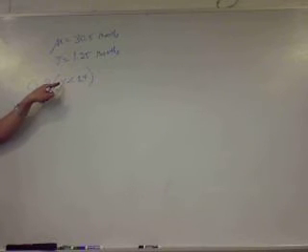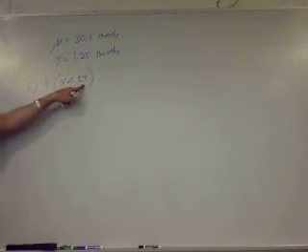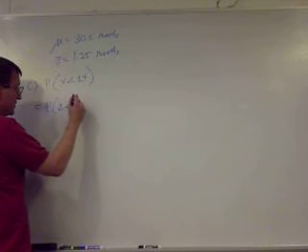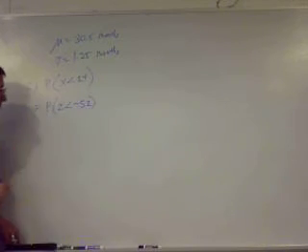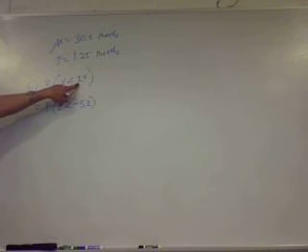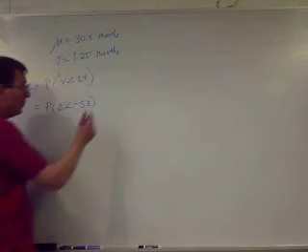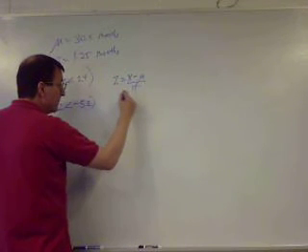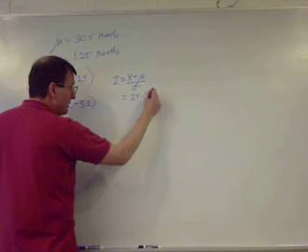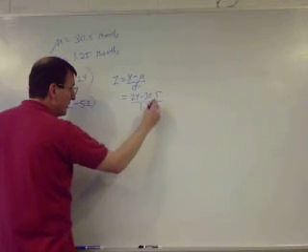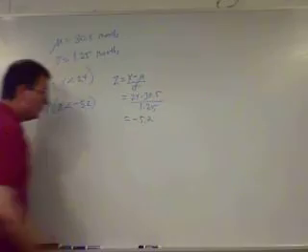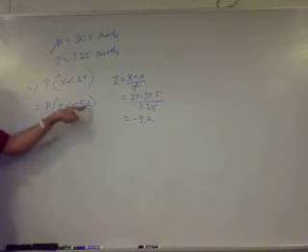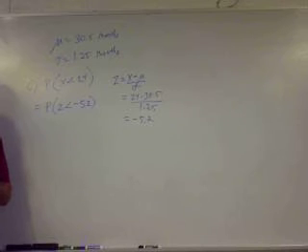I convert this x value to a z. And if I do that, I'll find that it's negative 5.2. When x is 24, z is negative 5.2, because the formula is z equals x minus mu over sigma. So it's 24 minus 30.5 over 1.25, which is negative 5.2. So I need to find the area to the left of negative 5.2 from table 2.